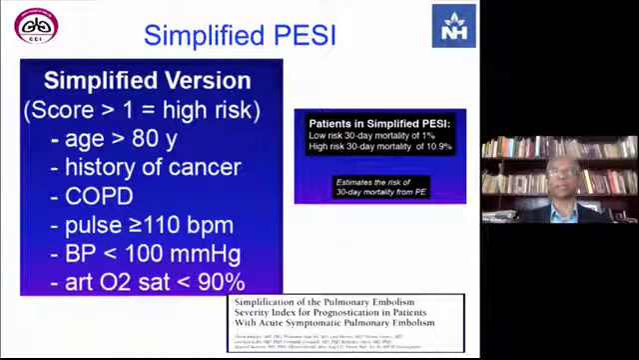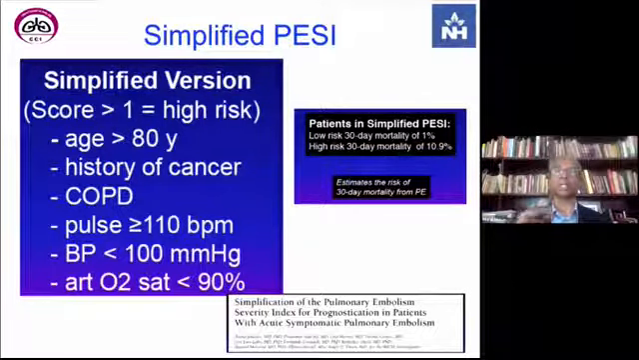So if you have an age greater than 80, a history of cancer, COPD, which is of interest to pulmonologists like us, tachycardia, especially with a heart rate greater than 110, hypotension, a systolic BP of less than 100, or desaturation to below 90%, each of these carries 1 point. And if you have any one of these, this will tell you that the person has a high risk.